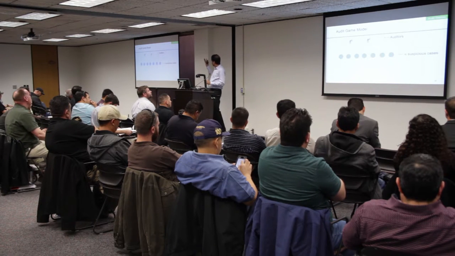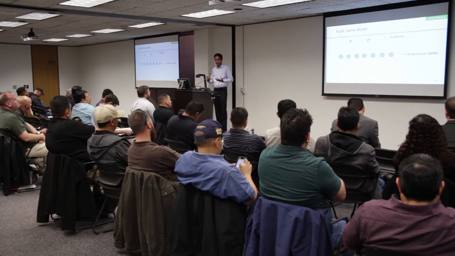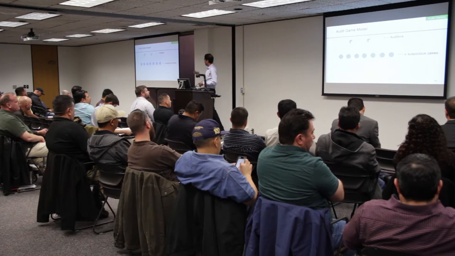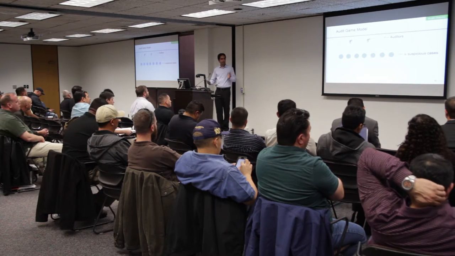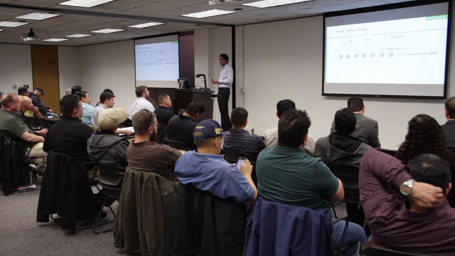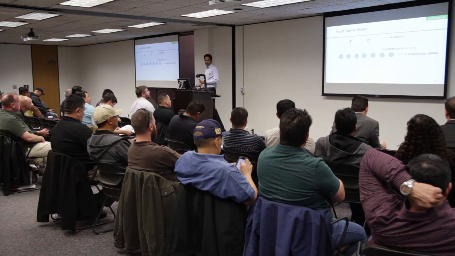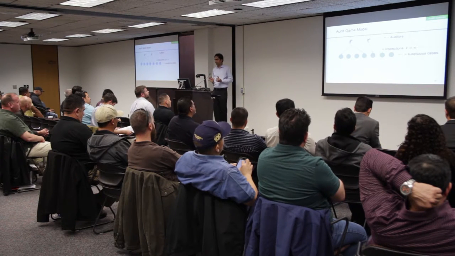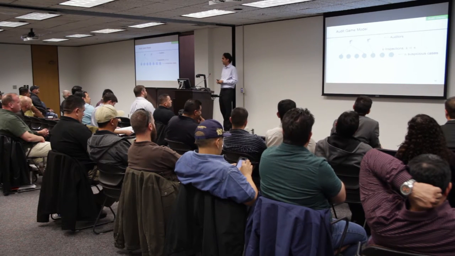So here is the model. It again has the same flavor. There are two auditors, and then there are N suspicious cases that need to be investigated. The two auditors can inspect some K cases, where K is much, much less than N. So there is a problem of limited security resources.